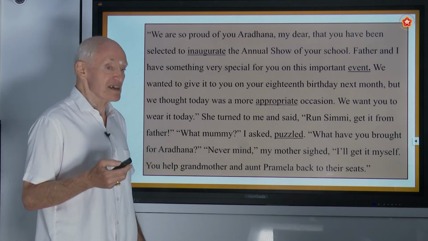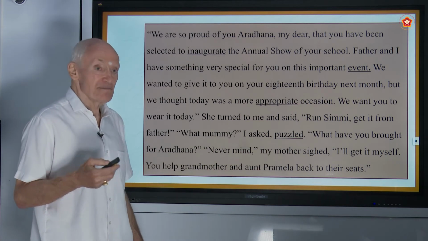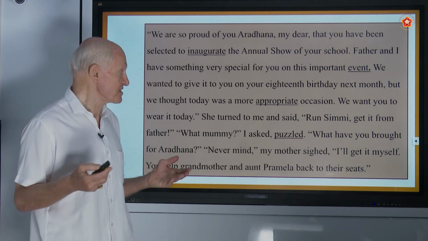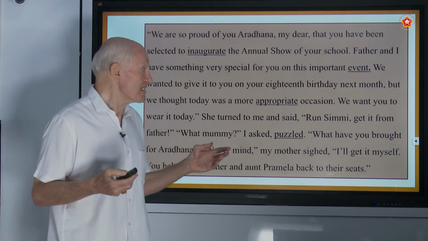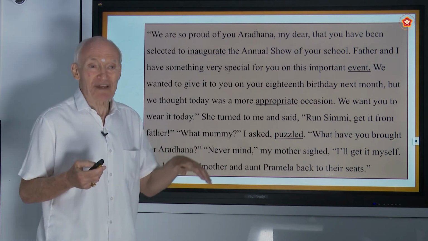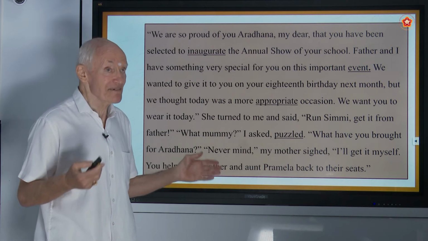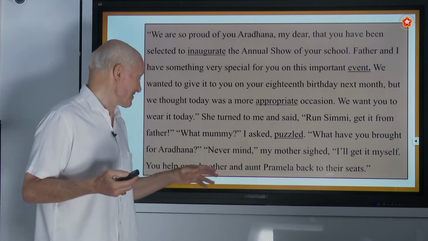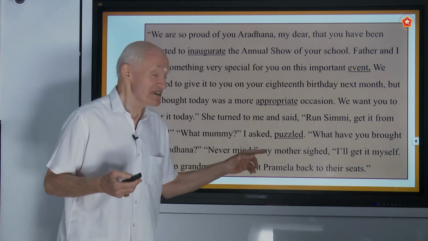She turned to me and said, Simi, run and get it from your father. But Simi didn't know anything about this gift. She goes, what, Mommy? I asked, puzzled. What have you brought for Ardna? And then the mother, without explaining, says, never mind. She sighed, never mind. I'll get it myself. You help grandmother and Aunt Pramila back to their seats.